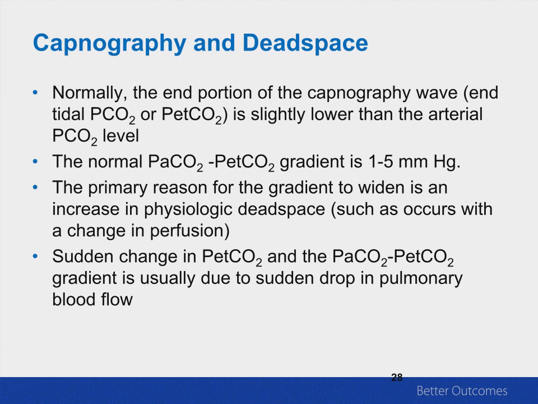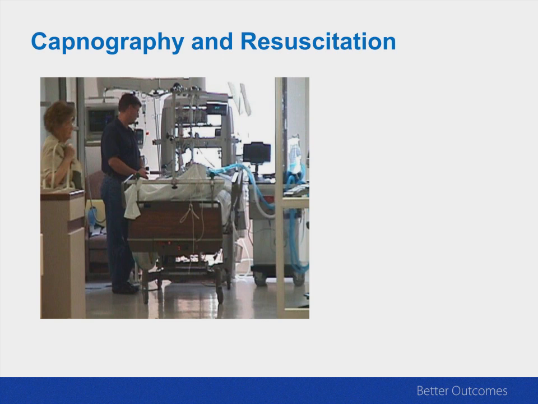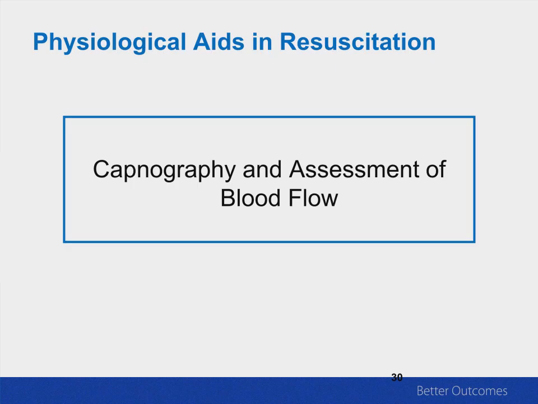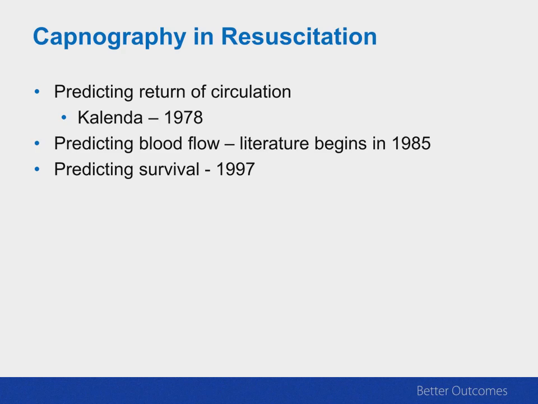Normally, you might remember that an arterial end tidal gradient is pretty small, just a couple millimeters. But if that gradient widens, then the dead space is increased. And that could be due to a pulmonary embolism. It could be due to loss of blood flow. There are a couple reasons that could occur. So I want to show you how we, again, applied this initially. We've been doing this for several decades, looking at capnography and resuscitation of patients.